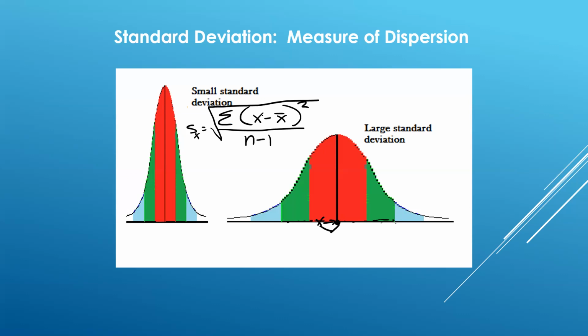Well, hey, adding everything together and dividing by how many things we have, that's an average. We're basically taking the average of these squared distances, and then we take the square root, which kind of undoes the square. And what we get is an average distance. So the standard deviation is basically the average distance from the mean.